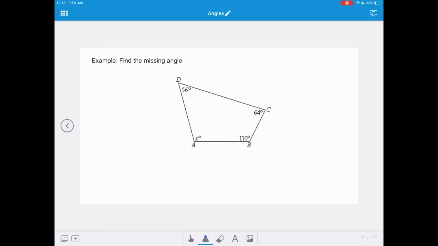So in this example, we want to find the missing angle x at angle DAB. And the first thing we're going to do is add all of our known angles together. So 56 plus 64 plus 110, and that equals 230 degrees. And then we know that it's a quadrilateral, so x is going to be 360, take away 230. So x equals 130 degrees.